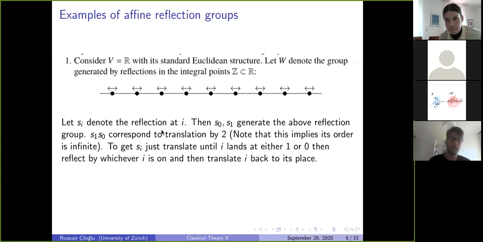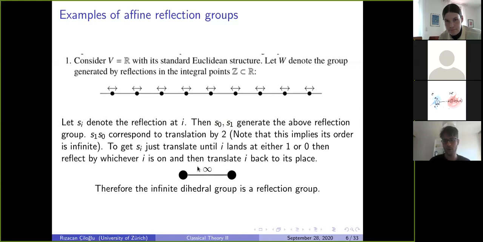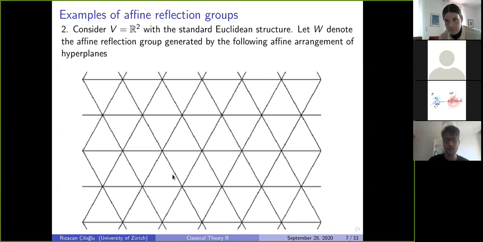Notice that these two elements are reflections, so they have order two, so this should ring a bell. This is actually the Coxeter group with this graph, because it's generated by two elements of order two, and their composition has infinite order. So the infinite dihedral group is a reflection group. And this is not a coincidence. We will later see that all reflection groups are Coxeter groups. This is what we are heading towards. All right, let's move on. Another example is this.